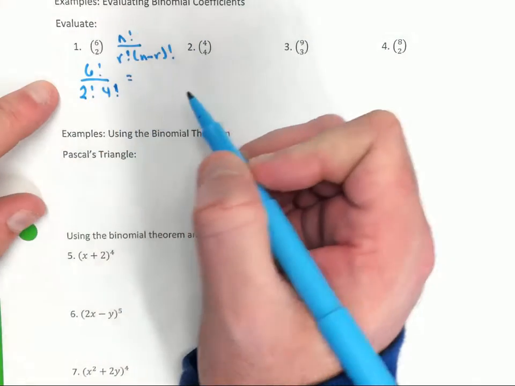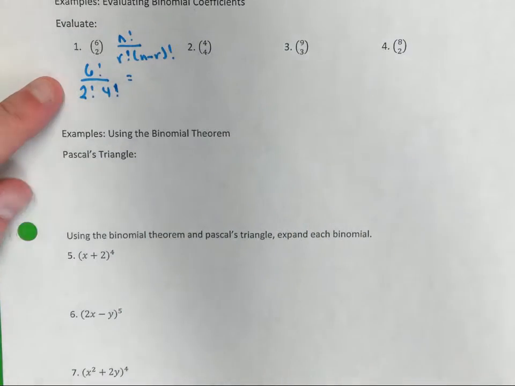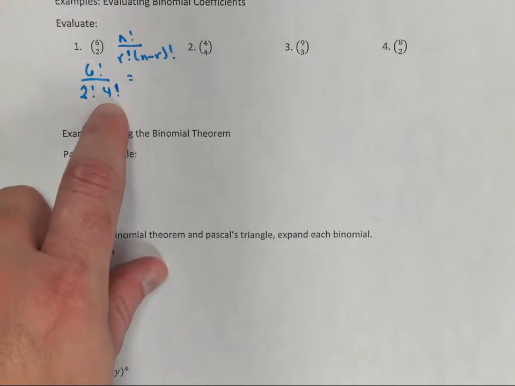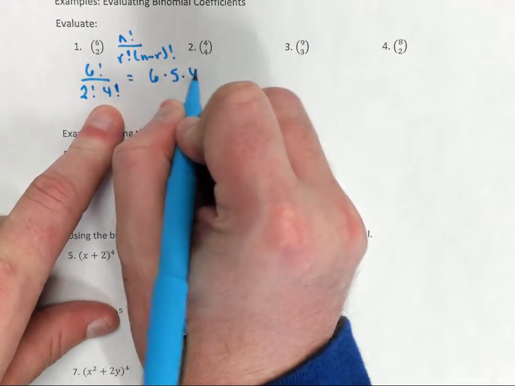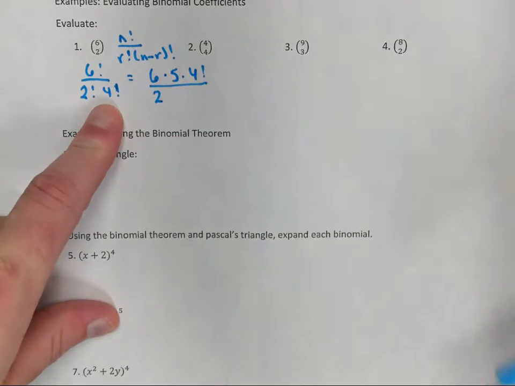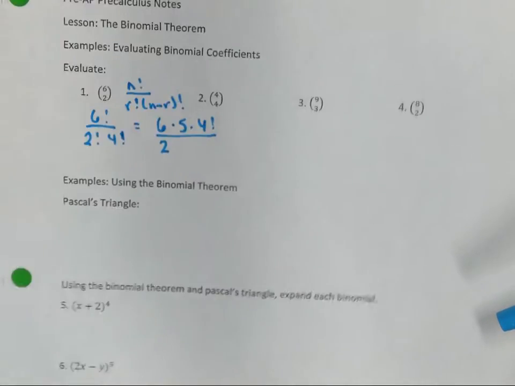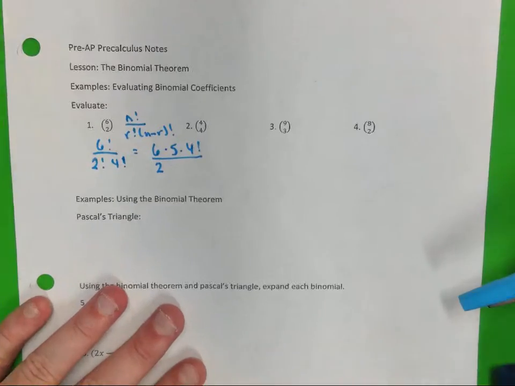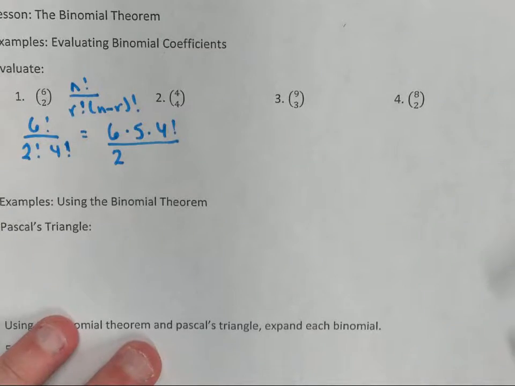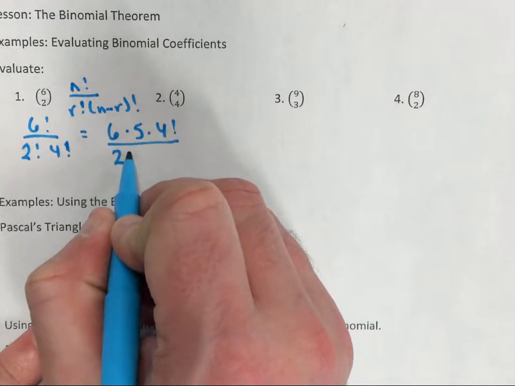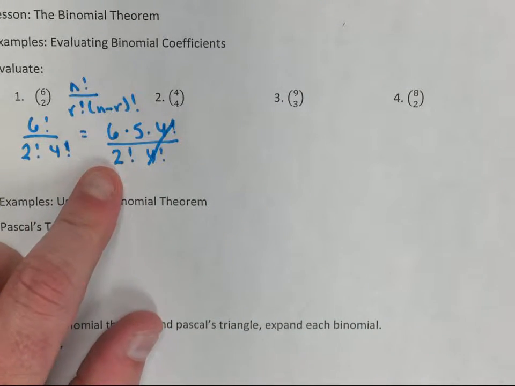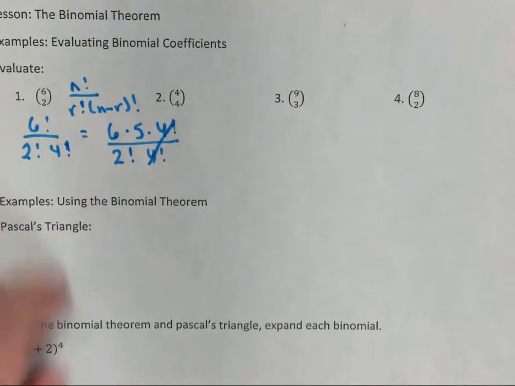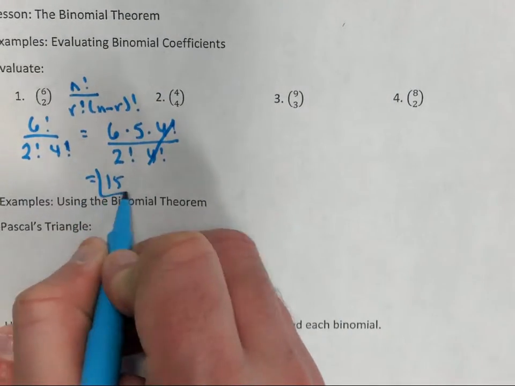Now, when I go to simplify this, I'm going to start off with 6 times 5 times 4. Do I need to go past 4? No, because the 4 factorial is going to cancel out. So I'm going to do 6 times 5 times 4 factorial. All right, what happens? These cancel out. What is 2 factorial? 2 times 1 is what? 2. What's 6 times 5? 30 divided by 2 is? That's your answer.